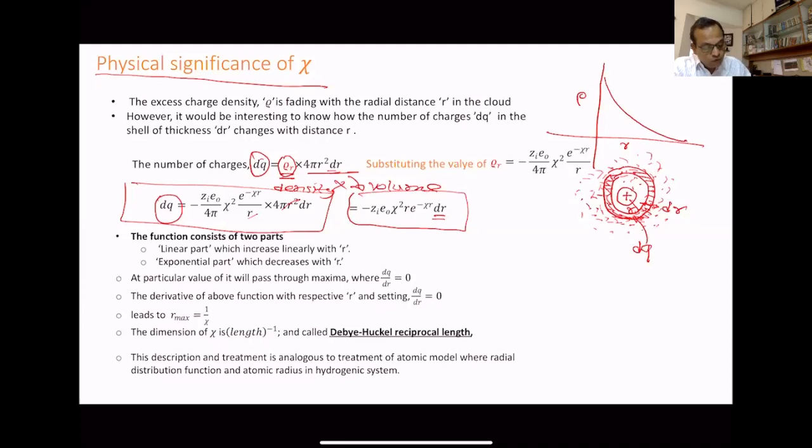Now this function has two parts. If you see, there is one function which is r, so this charge is increasing with distance r. At the same time, another function is there, e raised to minus chi r. This function is decreasing with distance r. So there are two opposite functions.